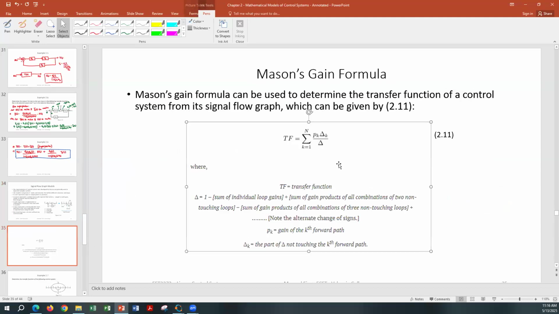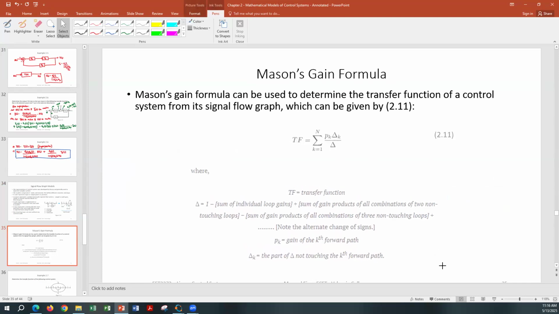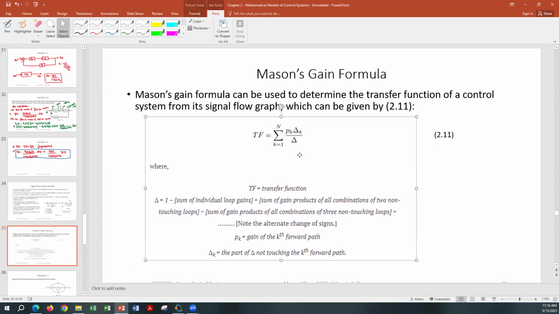Mason's gain formula is given by this equation. The transfer function of a block diagram from a signal flow graph is given by the sum of all the forward paths. K is the forward path. If you have n forward paths, then you are summing up all the forward paths. Pk is the transfer function of each forward path, the gain of the kth forward path.